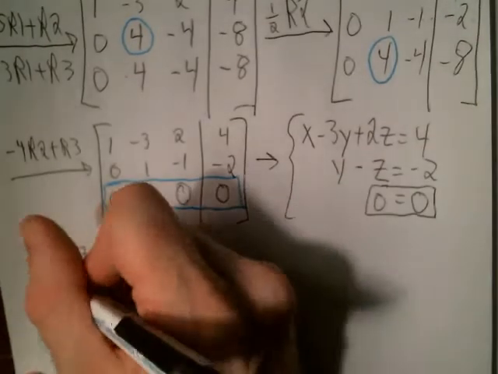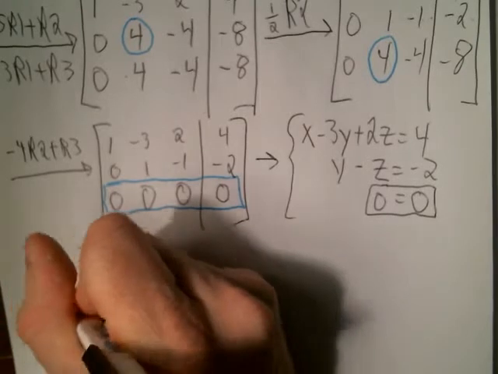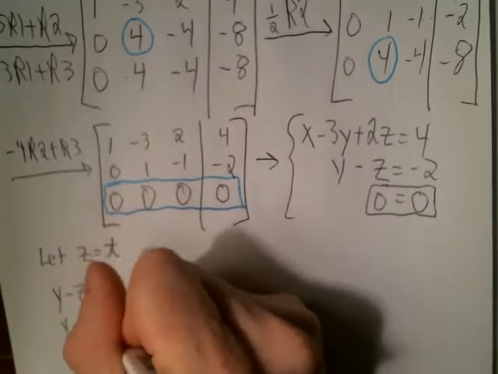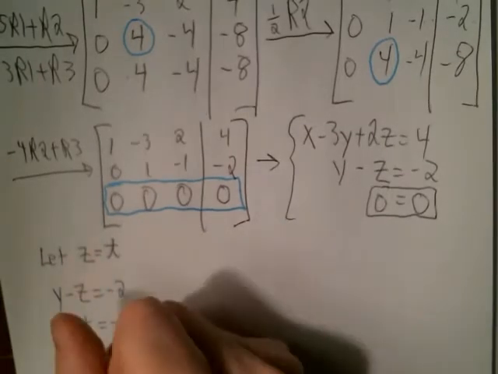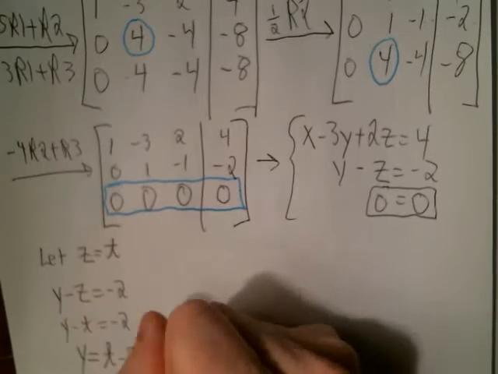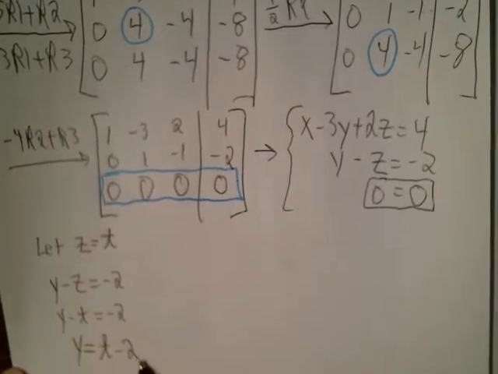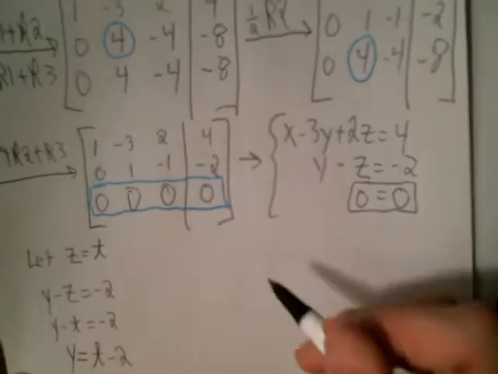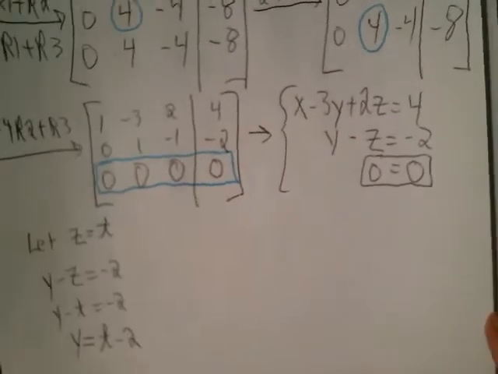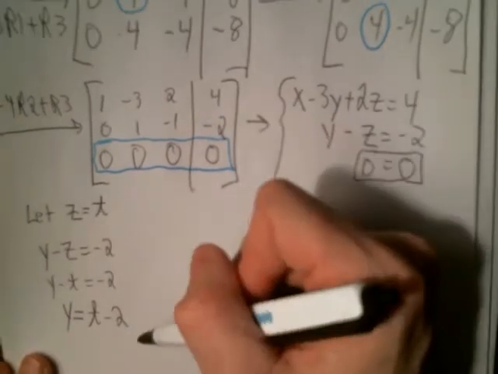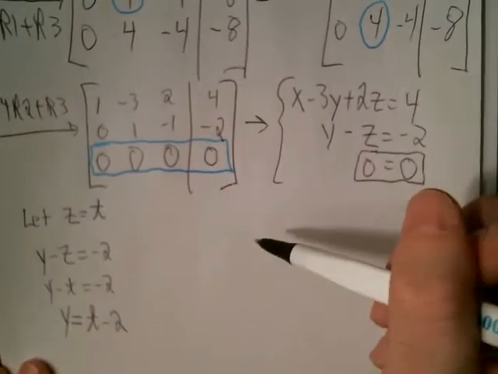All right, so I have y minus z is negative 2. In other words, y minus t is negative 2. Okay. So we'll have y equals t minus 2. And then we substitute this expression and this expression into the first equation. It's kind of like we don't know what z is, so let's just call it anything we want, and then do the normal back substitution.